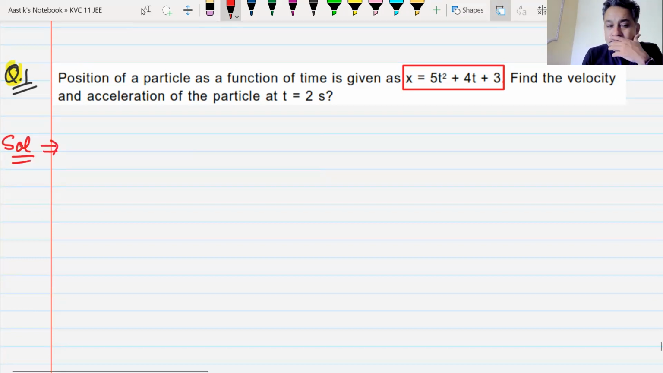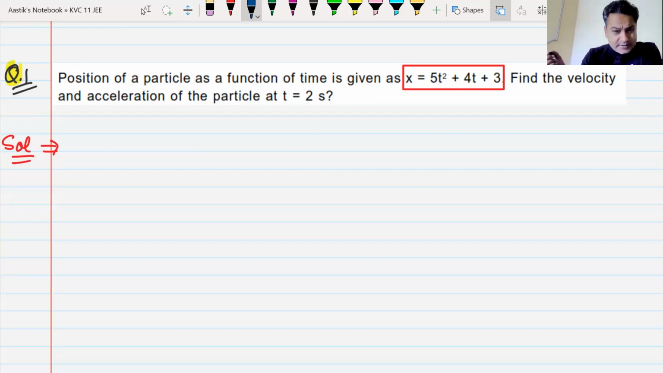10t plus 4. Okay. And when we put t is equal to 2, then we get 24. Correct. What about the acceleration? Velocity is 24. What about acceleration? 12. Okay. Everyone got the same answer? Or do we have different answers from different students? Okay, let us go about it.